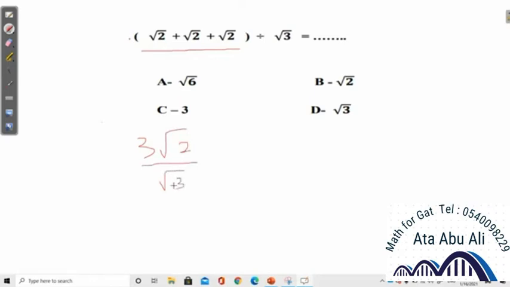As we know, we have to find the conjugate of square root of 3, so I multiply up and down by square root of 3. As you know here, this has become 3 times square root of 2 times 3, which is 6, you have the same, over square root of 3 times square root of 3, which is equal to 3. Now I simplify, 3 divided by 3 is 1. So the answer becomes square root of 6. So the answer is A.